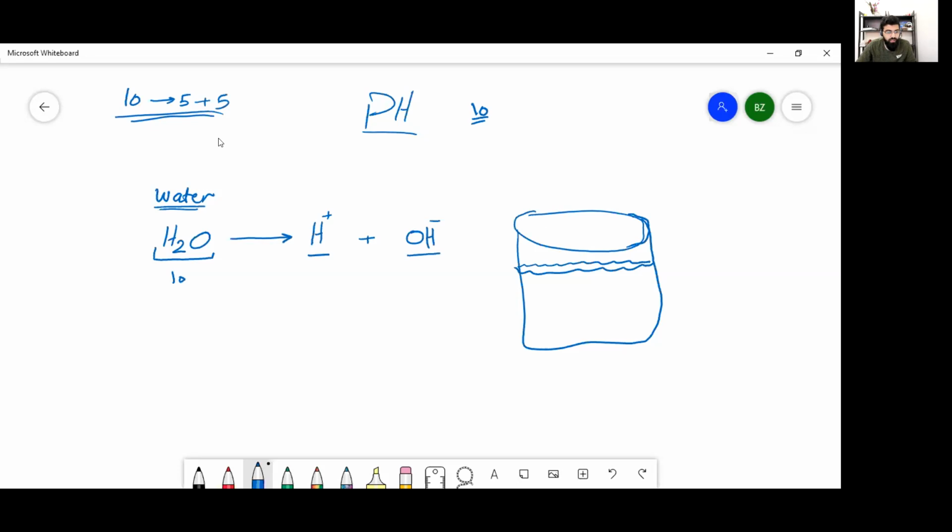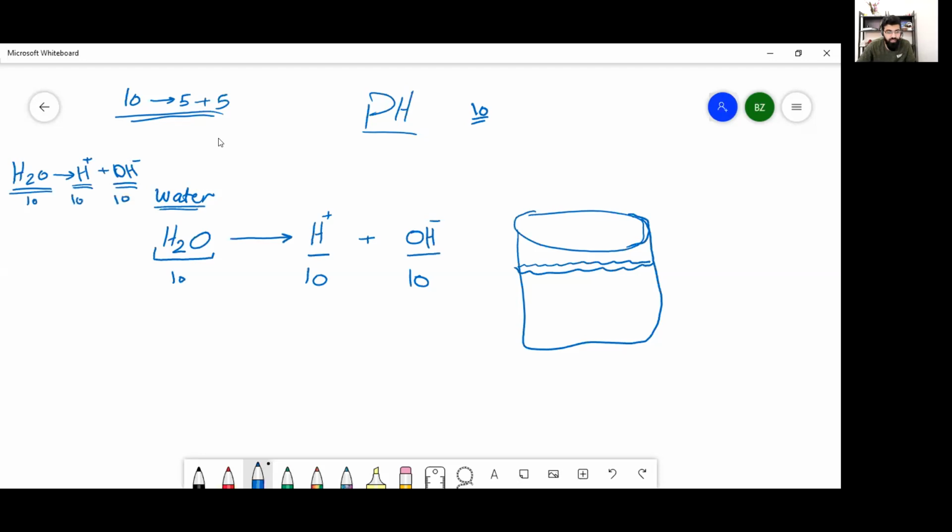Actually, if you split 10 molecules of H2O, the H2O has 10 H pluses, 10 OH minus. So there are 10 H pluses, 10 OH minus, okay? Again, one water molecule has one H plus and one OH minus. So honestly, 10 molecules of water has 10 H plus and 10 OH minus.